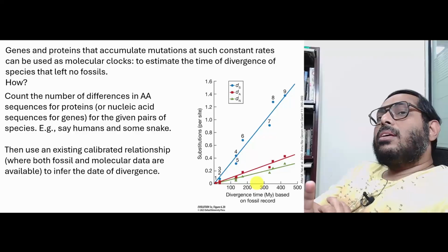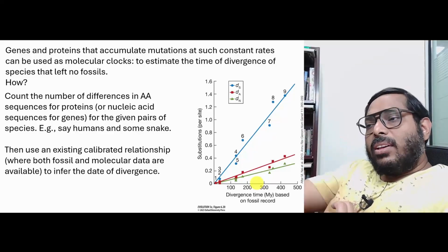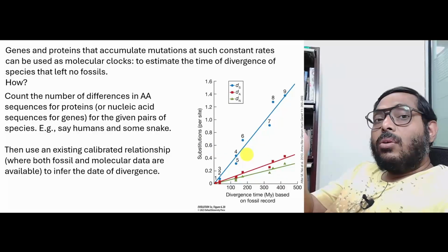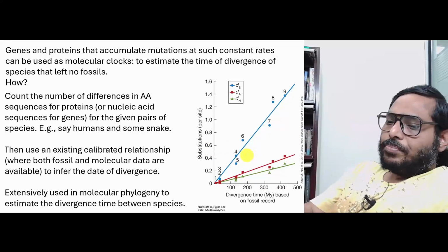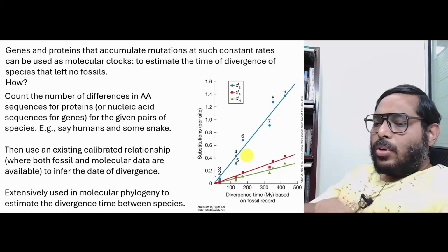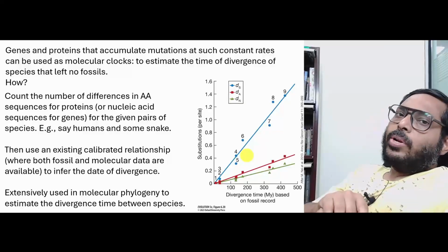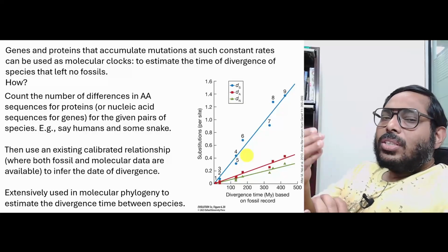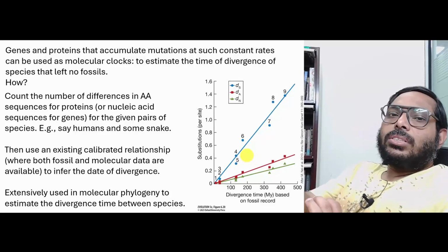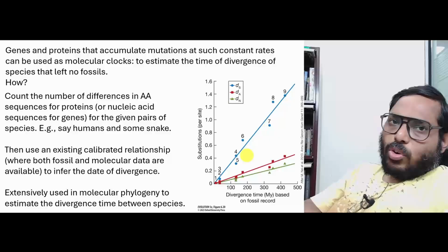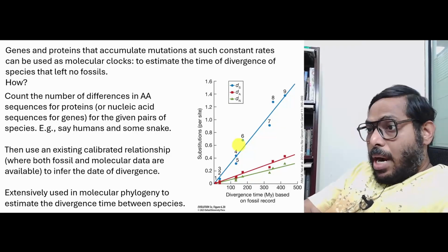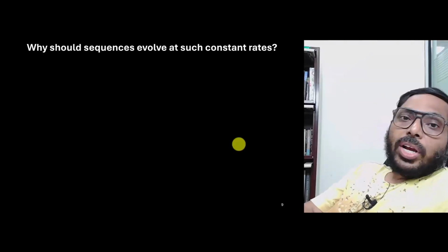In other words, even if you do not have the fossil for that snake, given this relationship and given that you can compute this substitution rate, you can figure out how long back the divergence was. And this concept is actually used extensively in molecular phylogeny to estimate the divergence time between species, because obviously fossil records are very sparse. You do not always get a nice fossil to say that okay, this is the time at which snakes diverged from whatever the ancestors of humans were. So, this ends up becoming very useful, but this leads to a massive question.